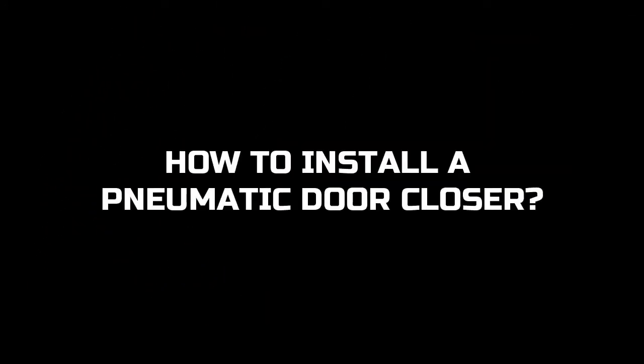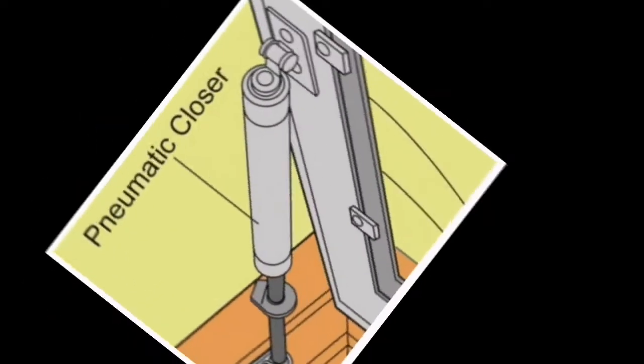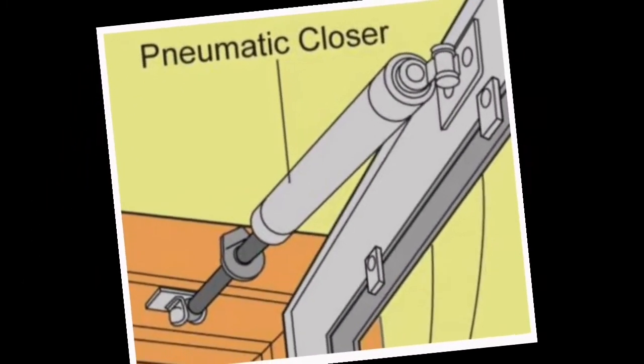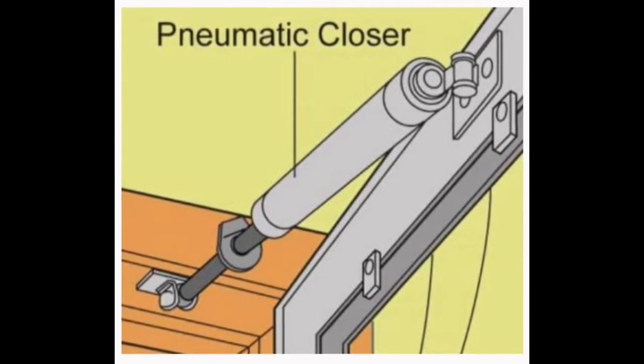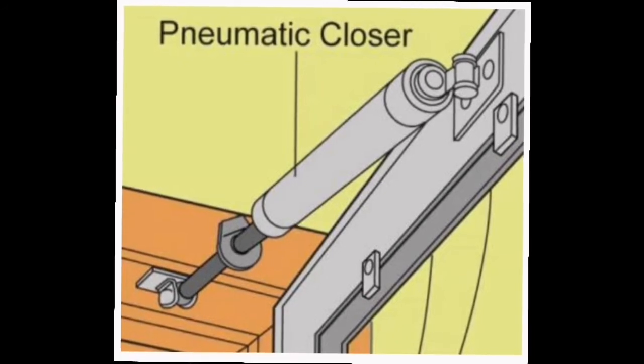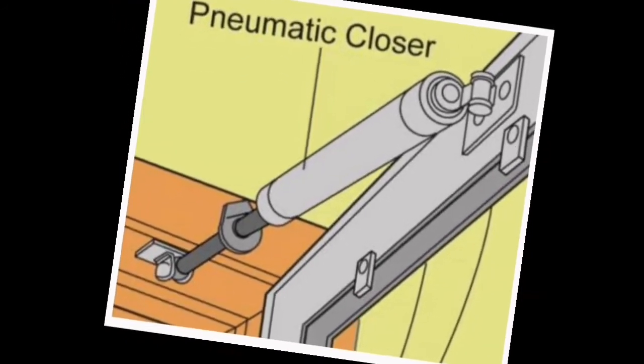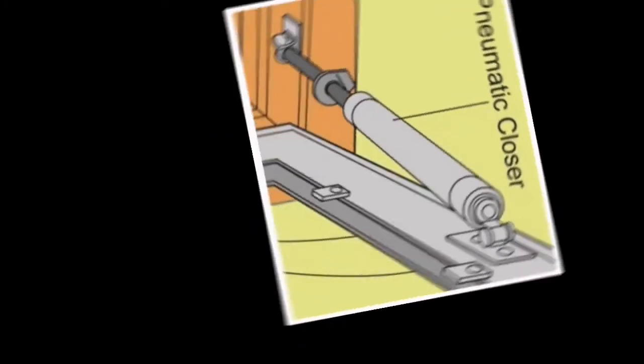How to install a pneumatic door closer. To install a pneumatic door closer, attach the bracket and cylinder in the jamb mounting bracket. Adjust the closing speed by inserting a screwdriver into the adjustment screw, pushing the screwdriver in and turning the screw 180 degrees. And now, what hardware is fit to your needs and preferences?